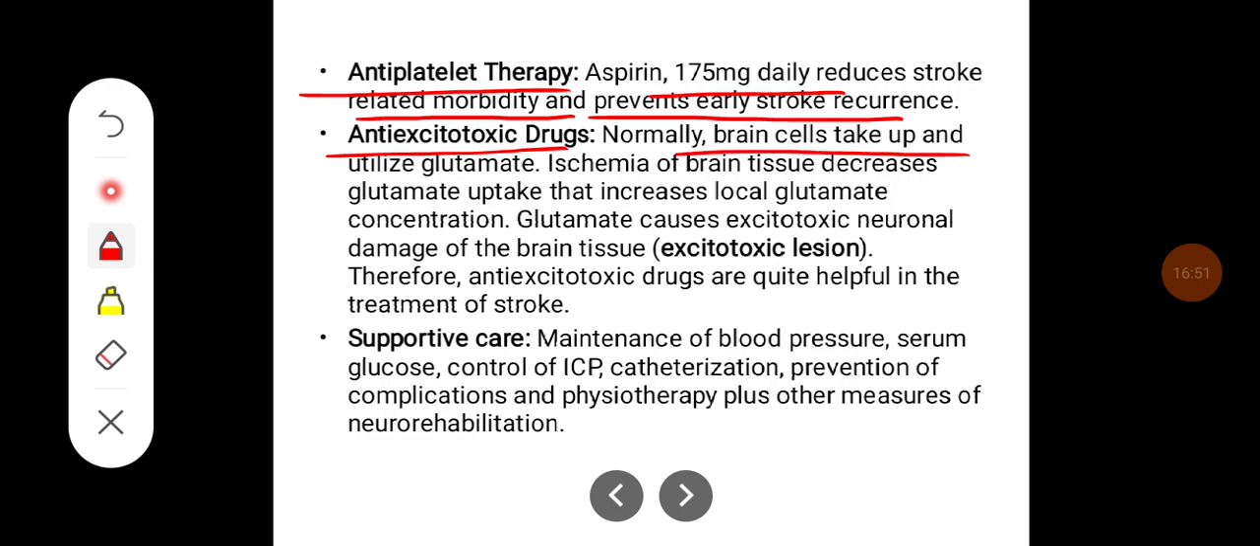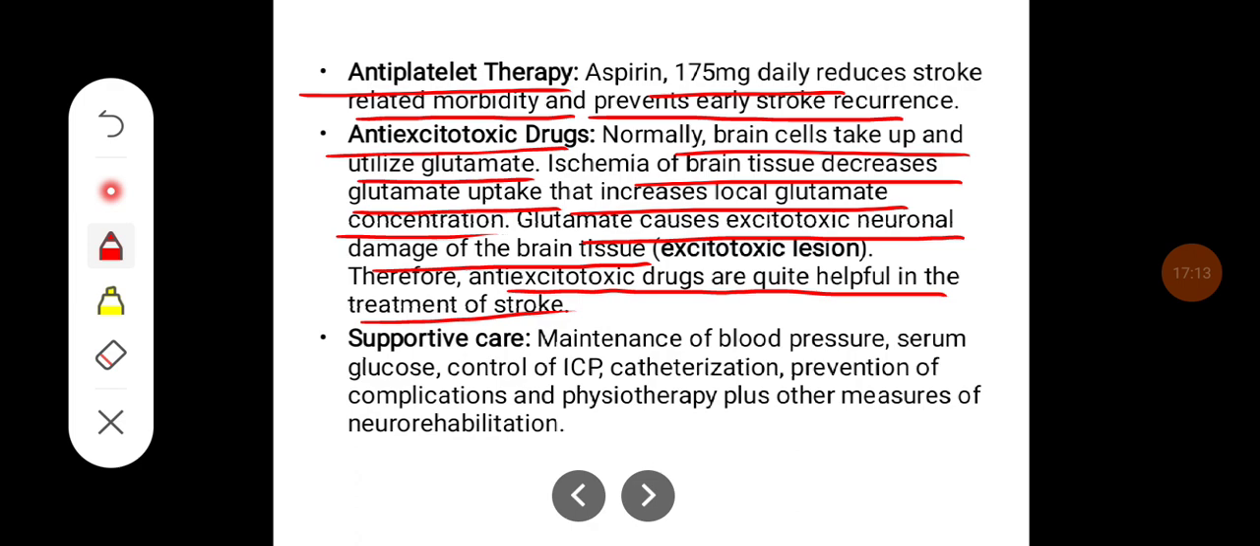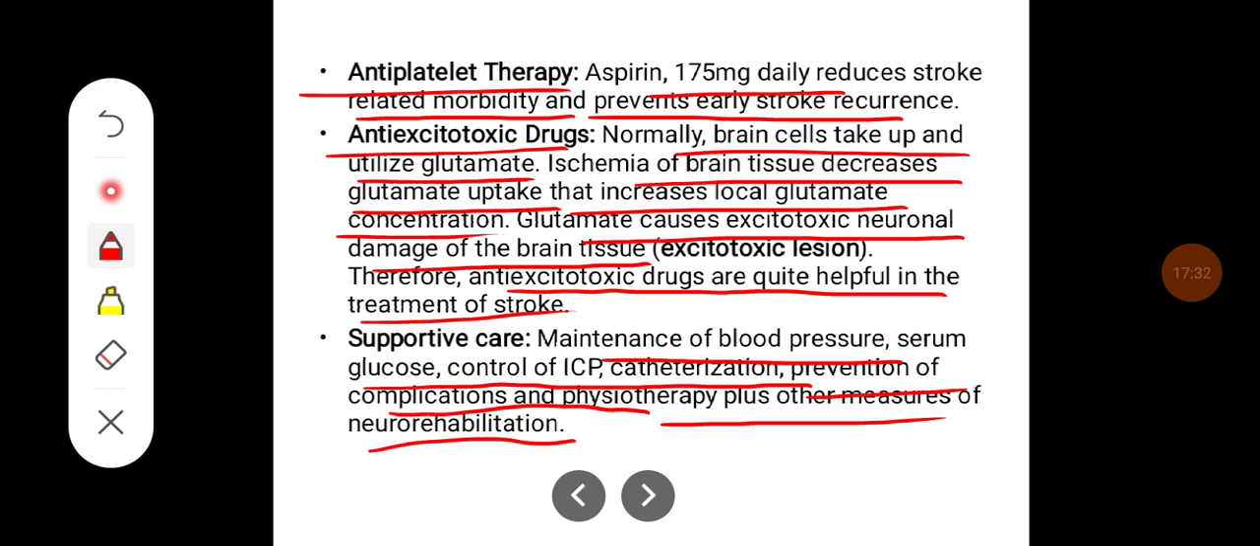Excitotoxic drugs. Normally brain cells take up and utilize glutamate. Ischemia of the brain tissue decreases glutamate uptake, which increases the local glutamate concentration. Glutamate causes excitotoxic neuronal damage to the brain tissue. Therefore, anti-excitotoxic drugs are quite useful in the treatment of stroke. Then supportive care like maintenance of blood pressure and serum glucose, control of intracranial pressure, catheterization, prevention of complications, and physiotherapy plus other measures of neurorehabilitation are going to help in the management of the stroke.